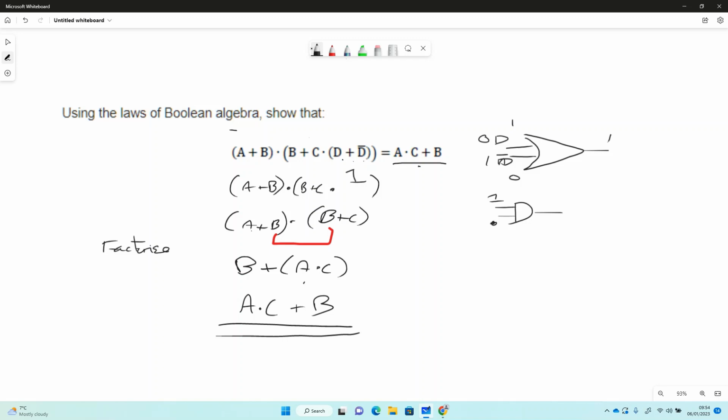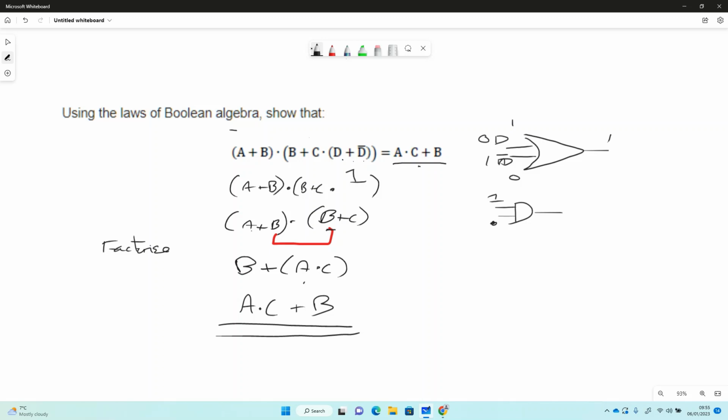There are some other ways of doing it. You could expand these brackets by multiplying them together and then reduce it from there, but it seems to me that this is probably the most straightforward way of doing this one, by identifying this common term here, that B is in both sides, and taking it outside of the brackets. It makes it much easier to reduce than to multiply out the brackets in this case. So we've got that one right.